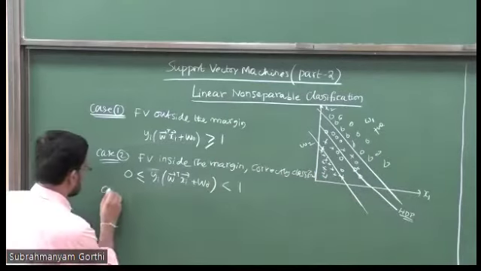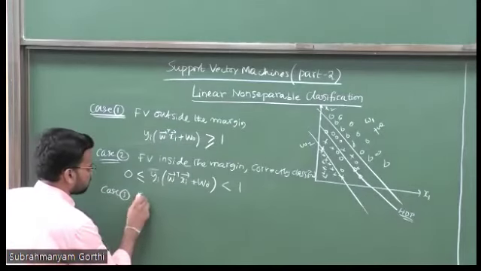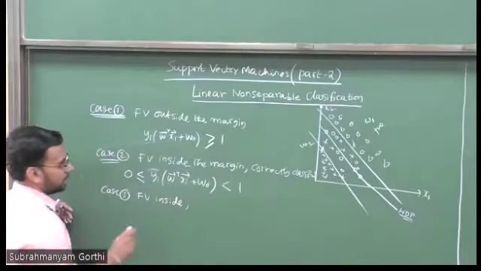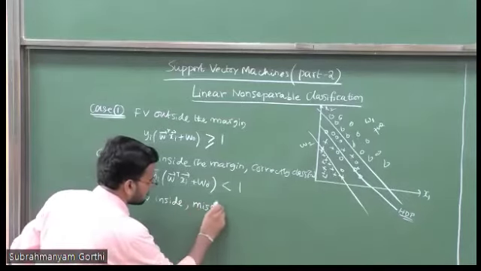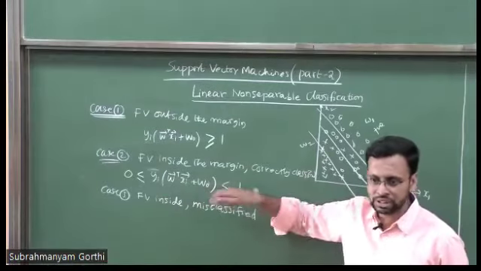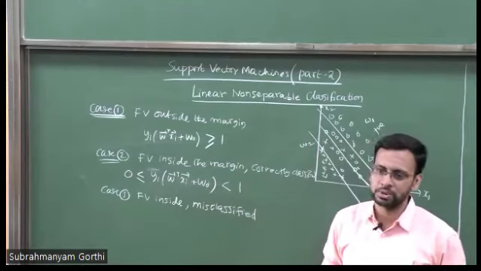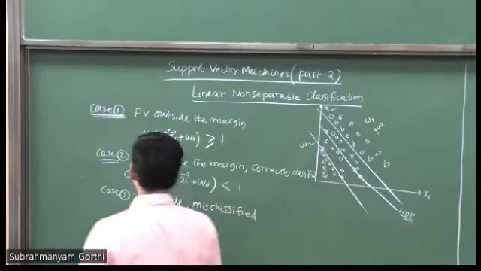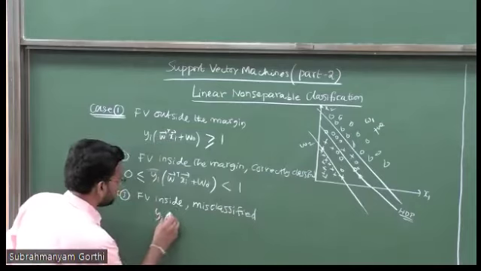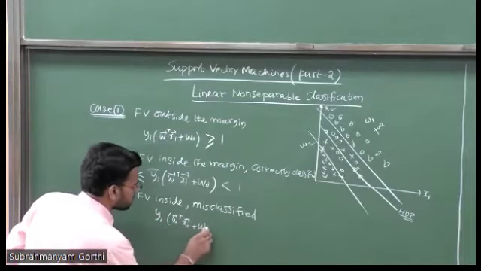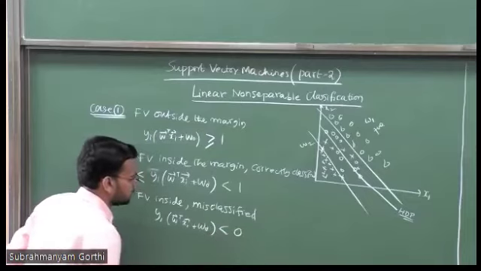Now the last case. The feature vectors are inside and misclassified. In other words, you just tell me in terms of inequality. That's all. It is less than 0. So I could write there yi into w bar transpose into xi bar plus w naught is less than 0.